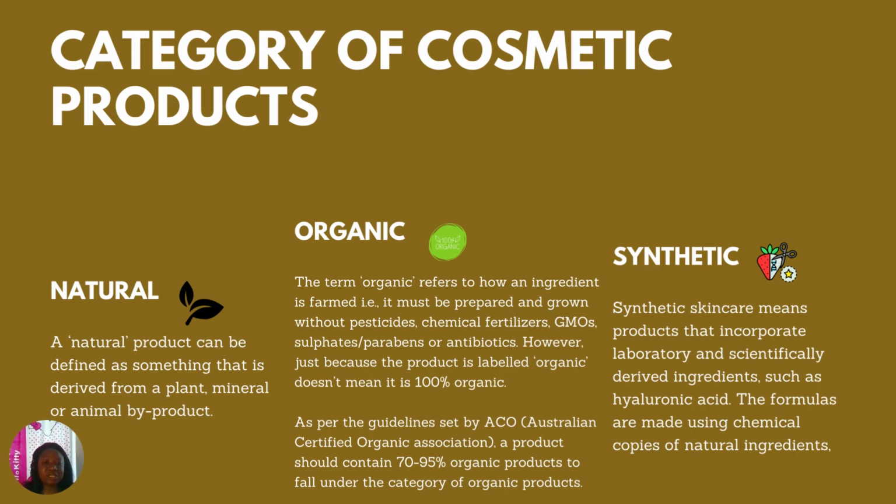As per the guidelines set by ACO, which is the Australian Certified Organic association, a product should contain 70 to 95% organic ingredients to fall under the category of organic products. So, a product needs to be certified. A product can only be certified organic if the raw materials are 70 to 95% organic, which means the raw materials need to be grown without pesticides, chemical fertilizers, GMOs, sulfates, parabens, or antibiotics.